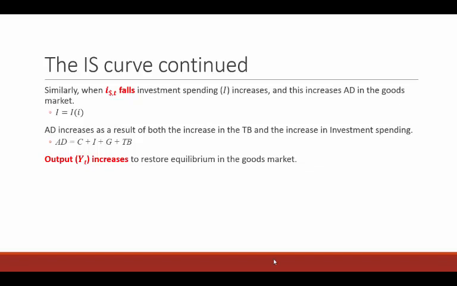As planned spending now exceeds output, businesses ramp up production and output increases to restore equilibrium in the output market. We thus have that when US interest rates fall, US output increases via the foreign exchange and output market adjustments, and thus we have the IS function depicting an inverse relationship between interest rates and output.